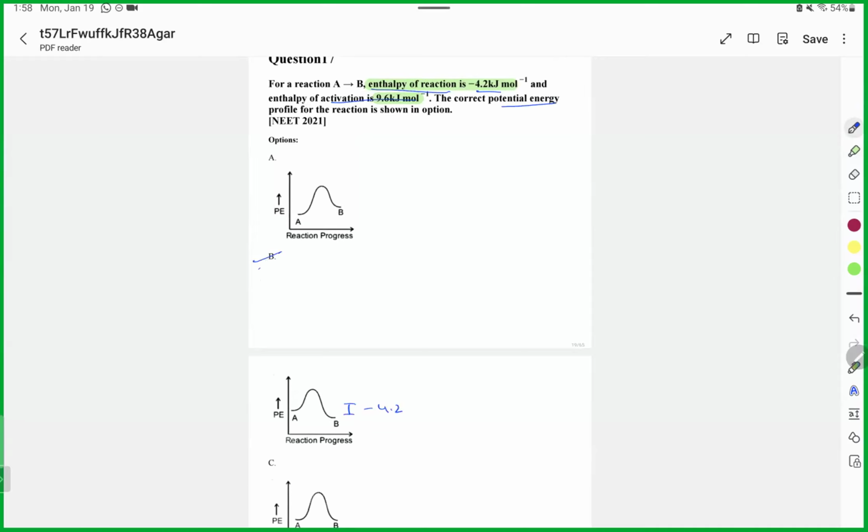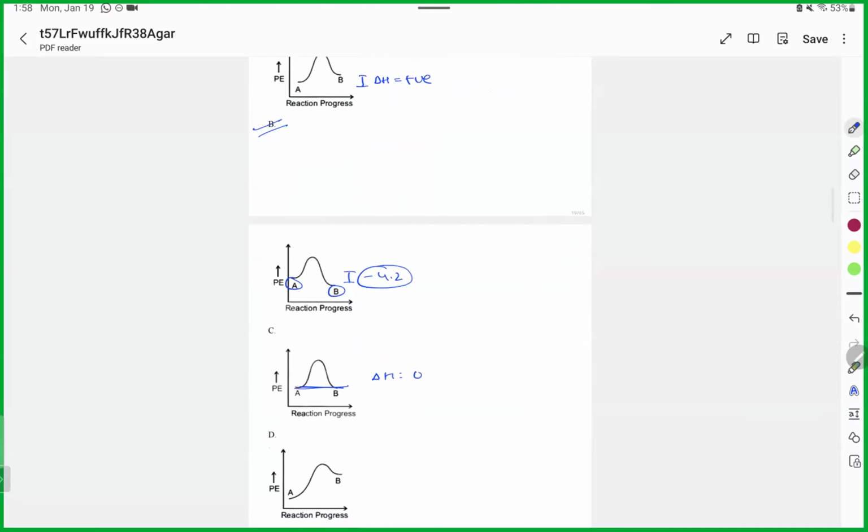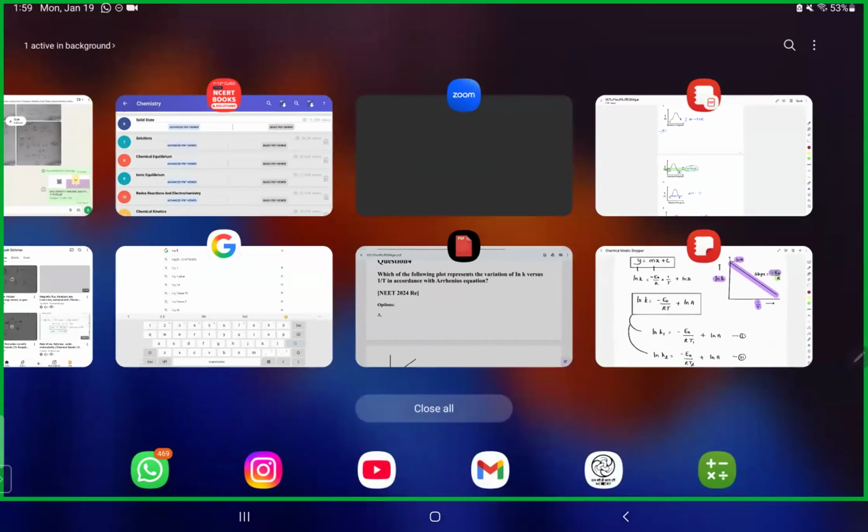See, in the first case, your enthalpy is positive because B is more than A, so it is positive. In the second case, B is less than A, so it will be negative, and overall it is given negative. In C, delta H is the same, 0. There is no difference. And fourth, it is positive again. But in this question, they are asking about the negative. You have only one negative option. Done. And even in our notes, we discussed the same thing.